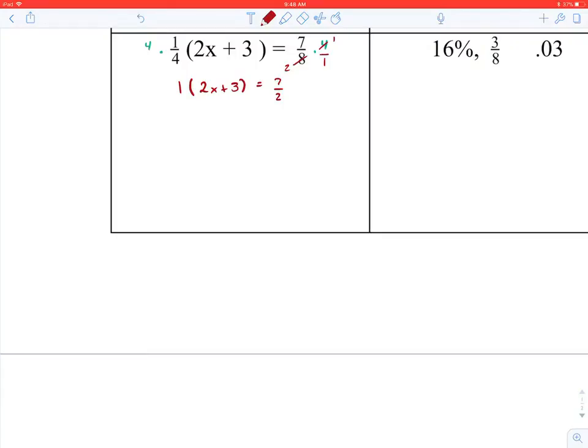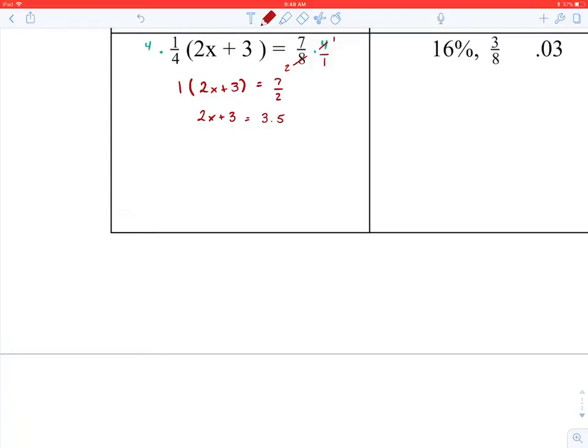Not necessarily what I would like. You could either leave it as a fraction or you could turn it into a decimal, whichever you prefer. You might recognize that 7 over 2 simplifies to 3.5 as a decimal. It's because half of 7 is 3.5.